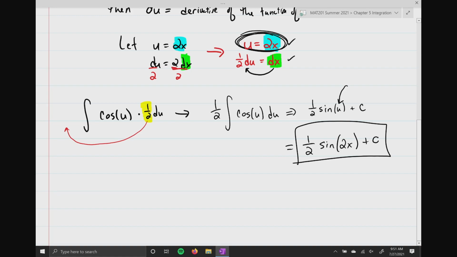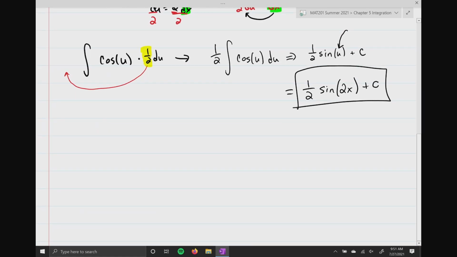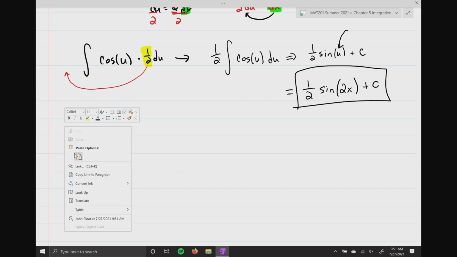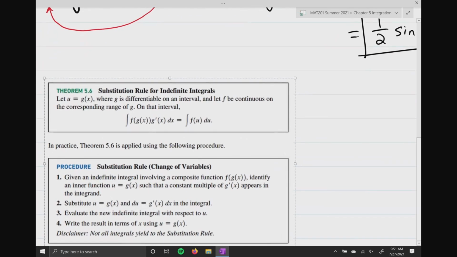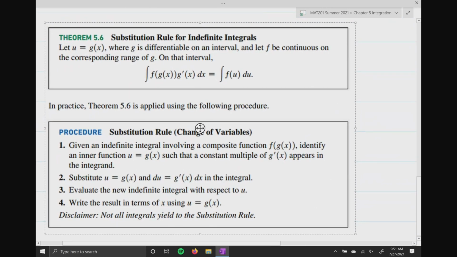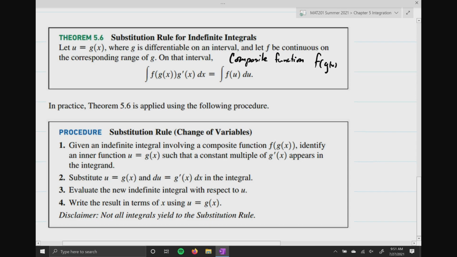So let me go ahead and give you the rule. So here's what your book has. Okay, so it's Theorem 5.6, and it just says, let u equal some function of x where this function is differentiable on an interval, and let f be continuous on the corresponding range of g. On that interval, you have the following. Now, here's where it gets not crazy, but what we have here is basically a composite function. You have f of g of x, okay?